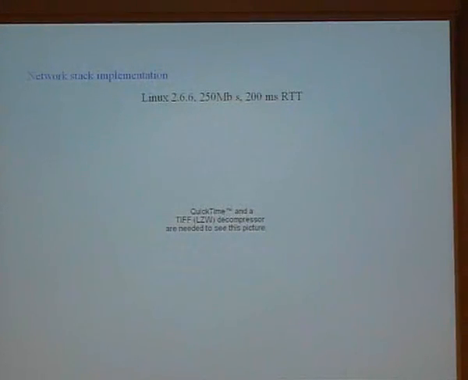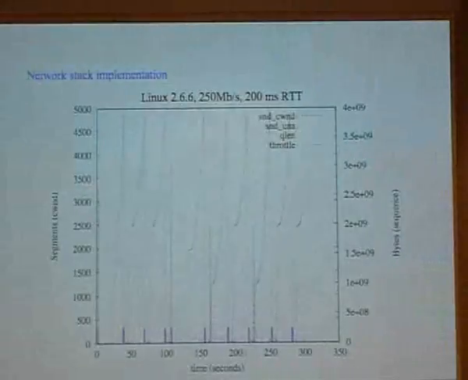Linux is the platform of choice for current high-speed experiments. Typically people who are proposing changes produce a patch against Linux, and the obvious thing is to go away and do experimental test comparisons of these patches. But it's not as simple as that because of this sort of issue.